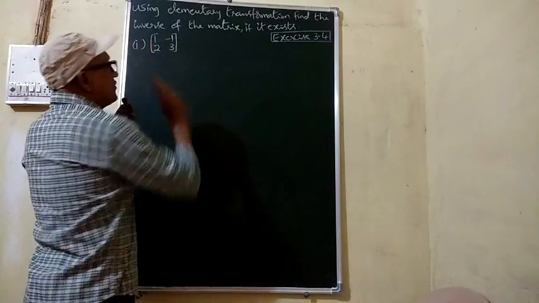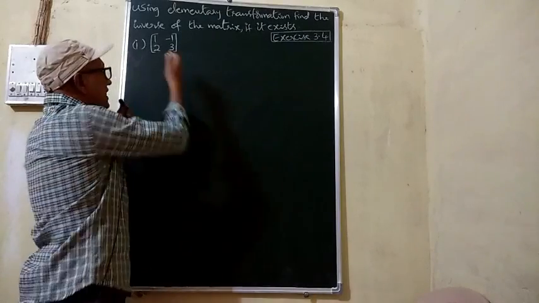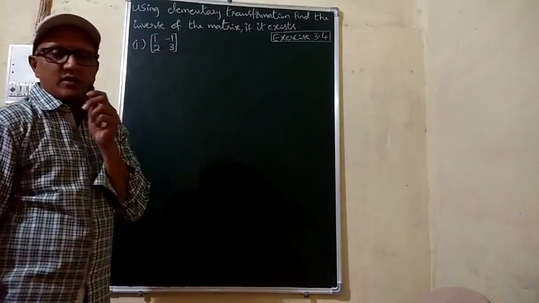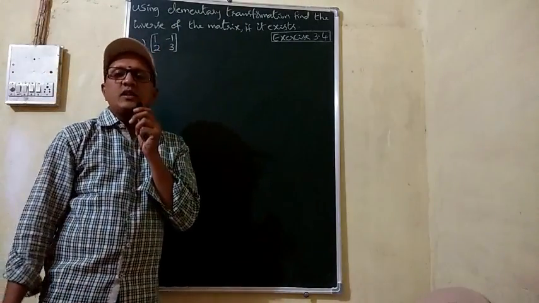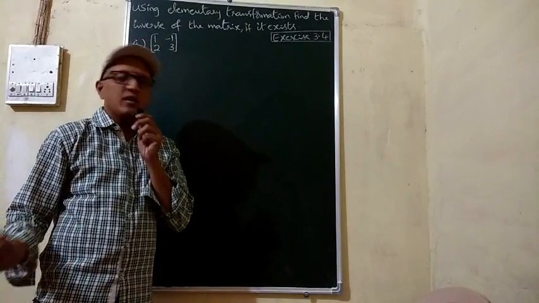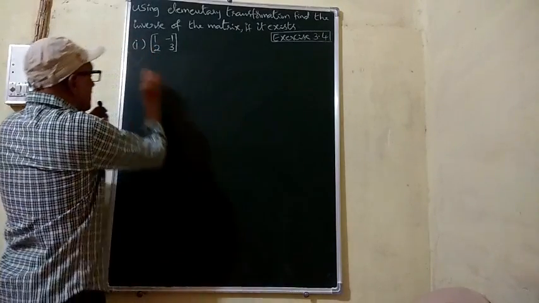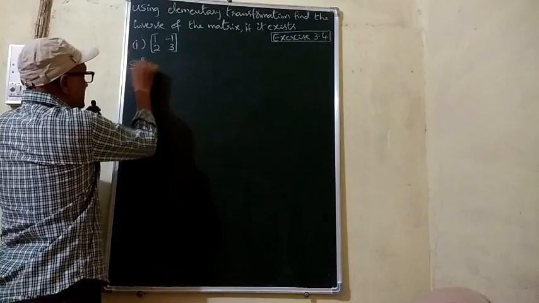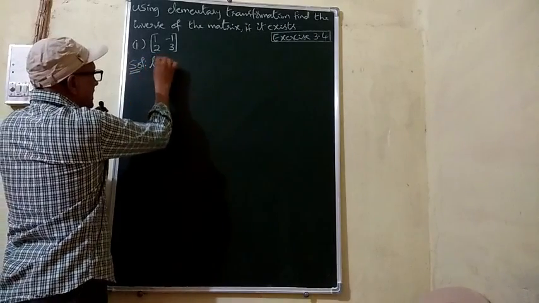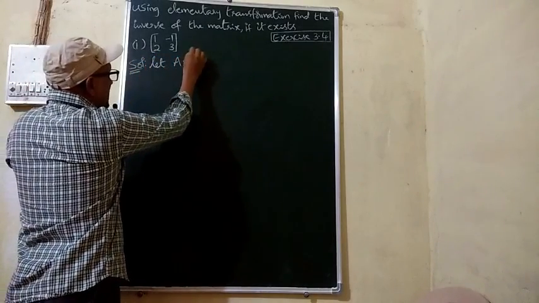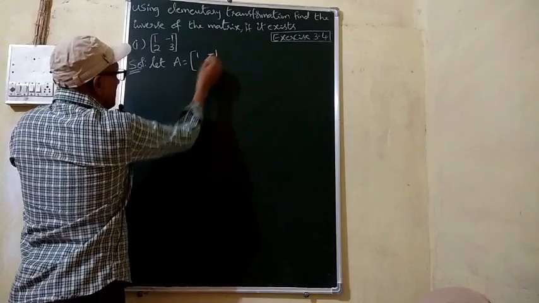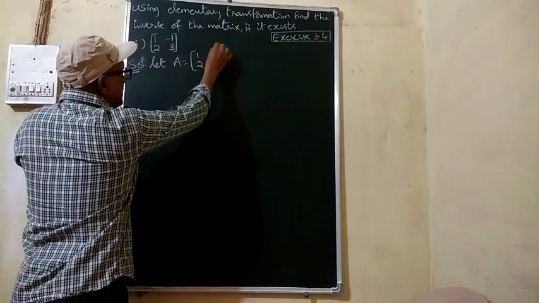Here, how to find the inverse of a matrix by using elementary operation. Here I am using row operation. How to use the row operation? Let us see. First of all, let capital A equal to 1, minus 1, 2, 3.